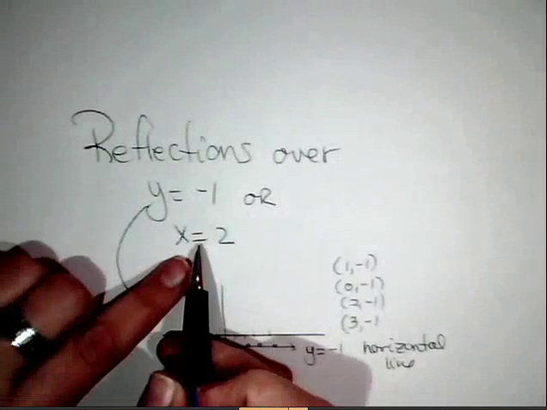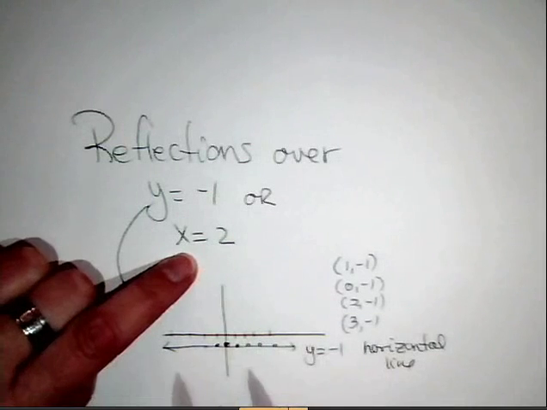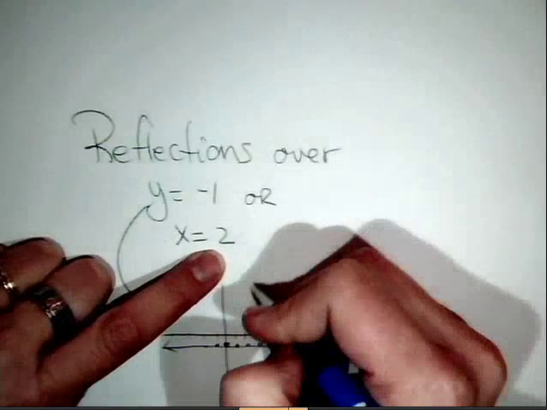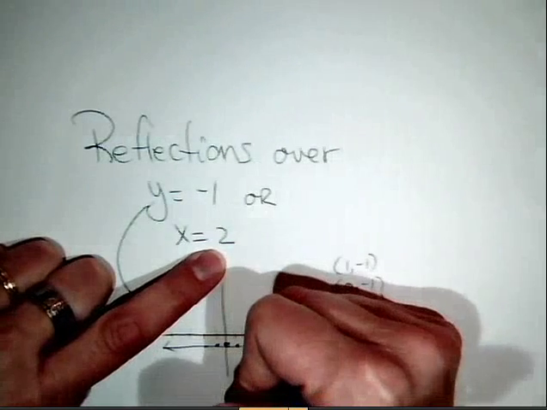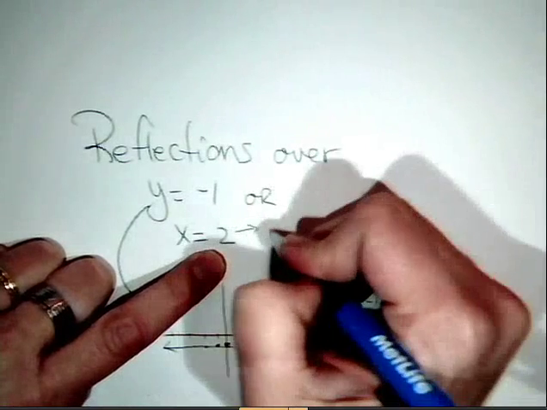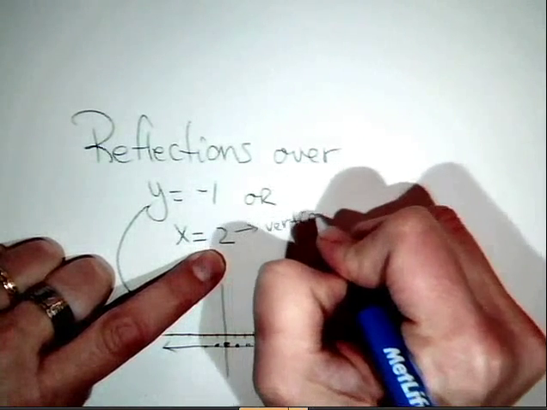If you have x equals 2, that means every x coordinate is 2. So that's going to give you a vertical line.